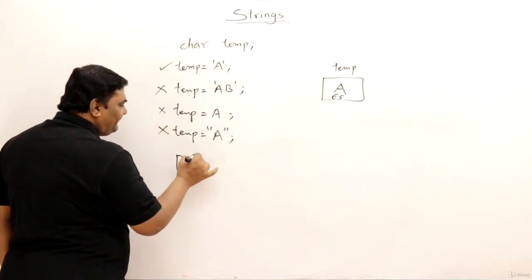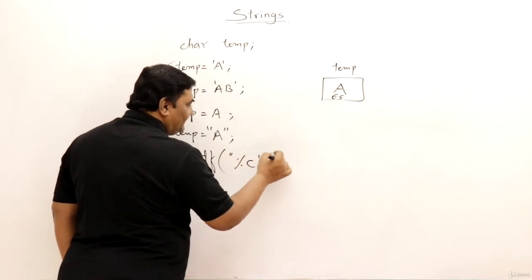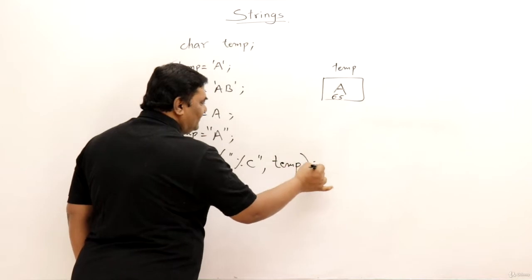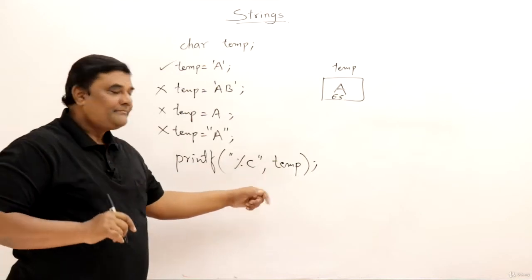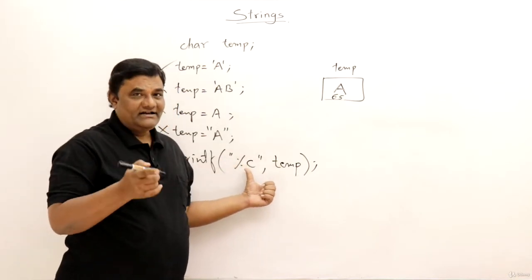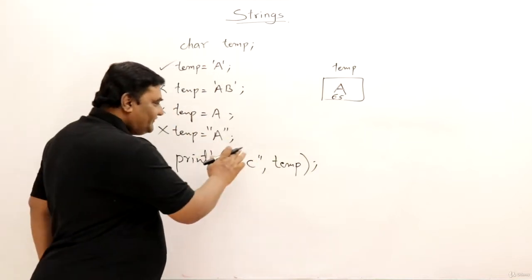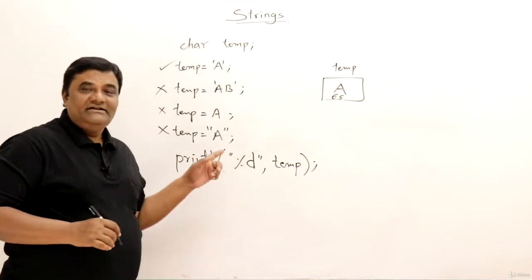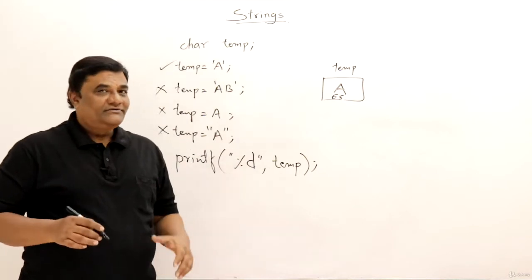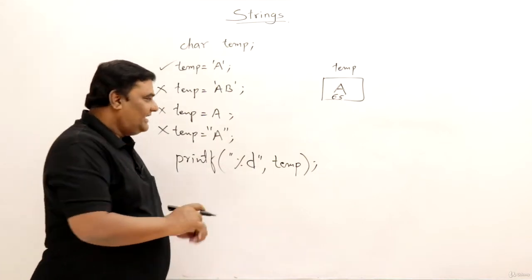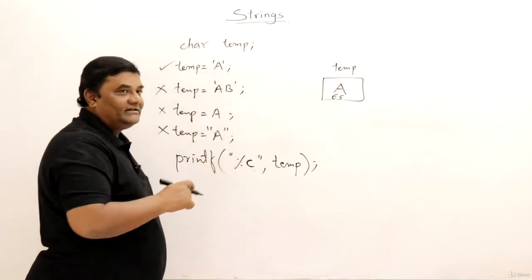Then next, how to print this alphabet? I can use printf for printing that alphabet: printf with percent C and the variable name temp. Now the value of temp is 65, so printf should print 65, but we have given the control character C, so it will print the letter A on the screen. Instead of C, if I make it D, that is decimal integer type, it will display 65 on the screen. So with this you can understand it is basically 65. As we said we want this in character form, printf will print that as A.